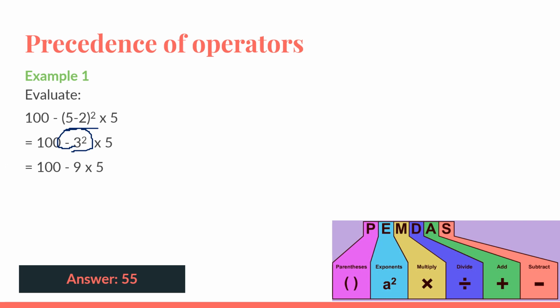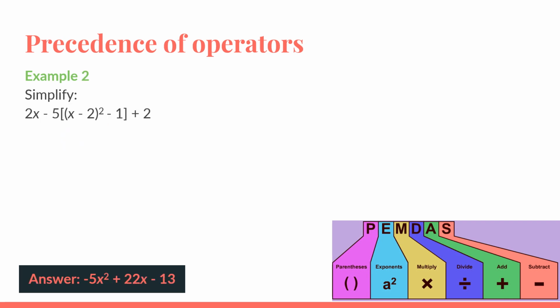The next step in the precedence of operators is to deal with either division or multiplication. So in this case, we will have to simplify 9 times 5. So that gives us 100 minus 45, and hence the answer is 55. So I hope you got that before we move on to example number 2. In example number 2, you are asked to simplify an algebraic expression.